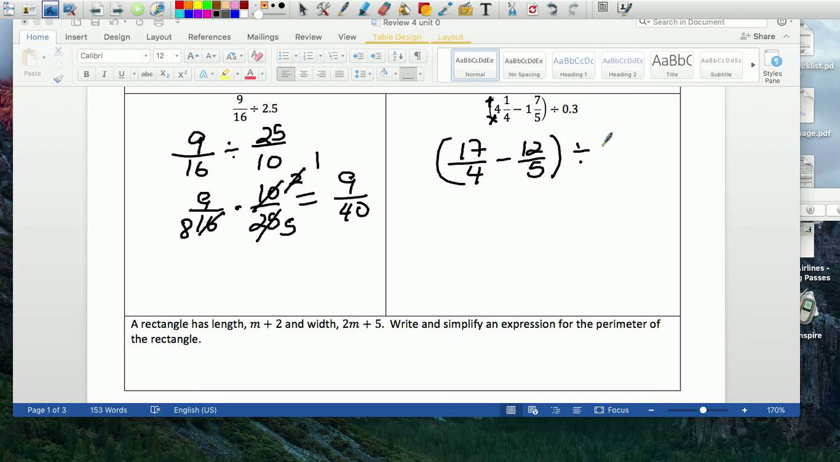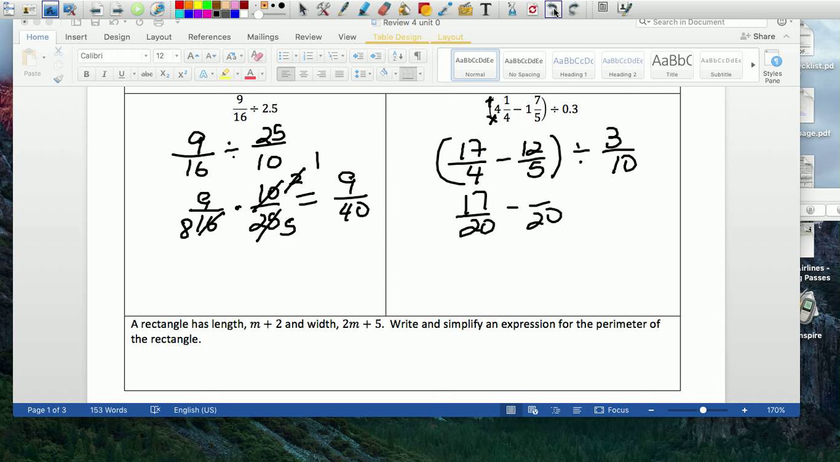All that divided by 0.3. And you know what I'm going to do with 0.3? I'm going to change that to a fraction. It's 3 over 10. Find the LCM. It's 20, right? So some of you are still just writing the numerator. You're writing 17 over here.